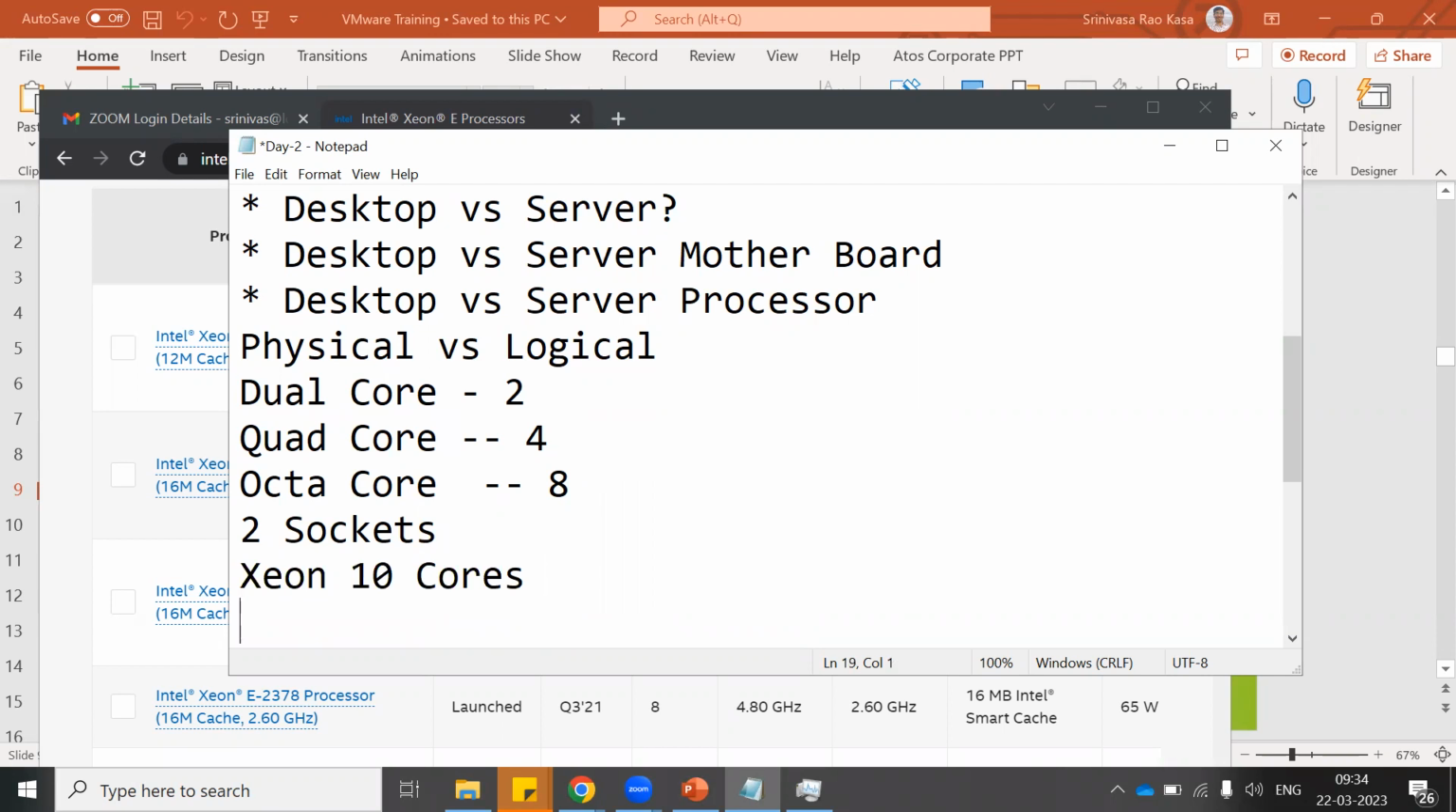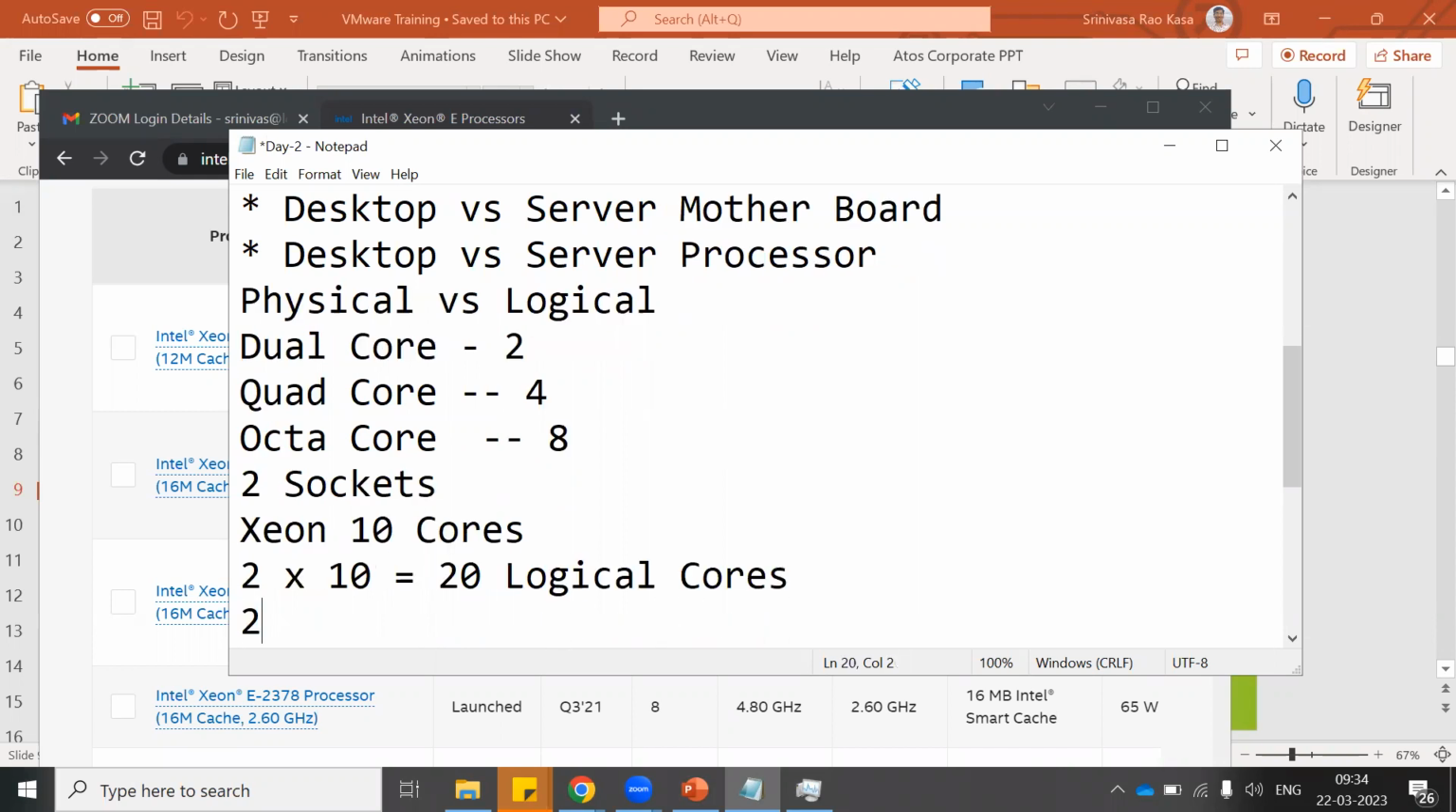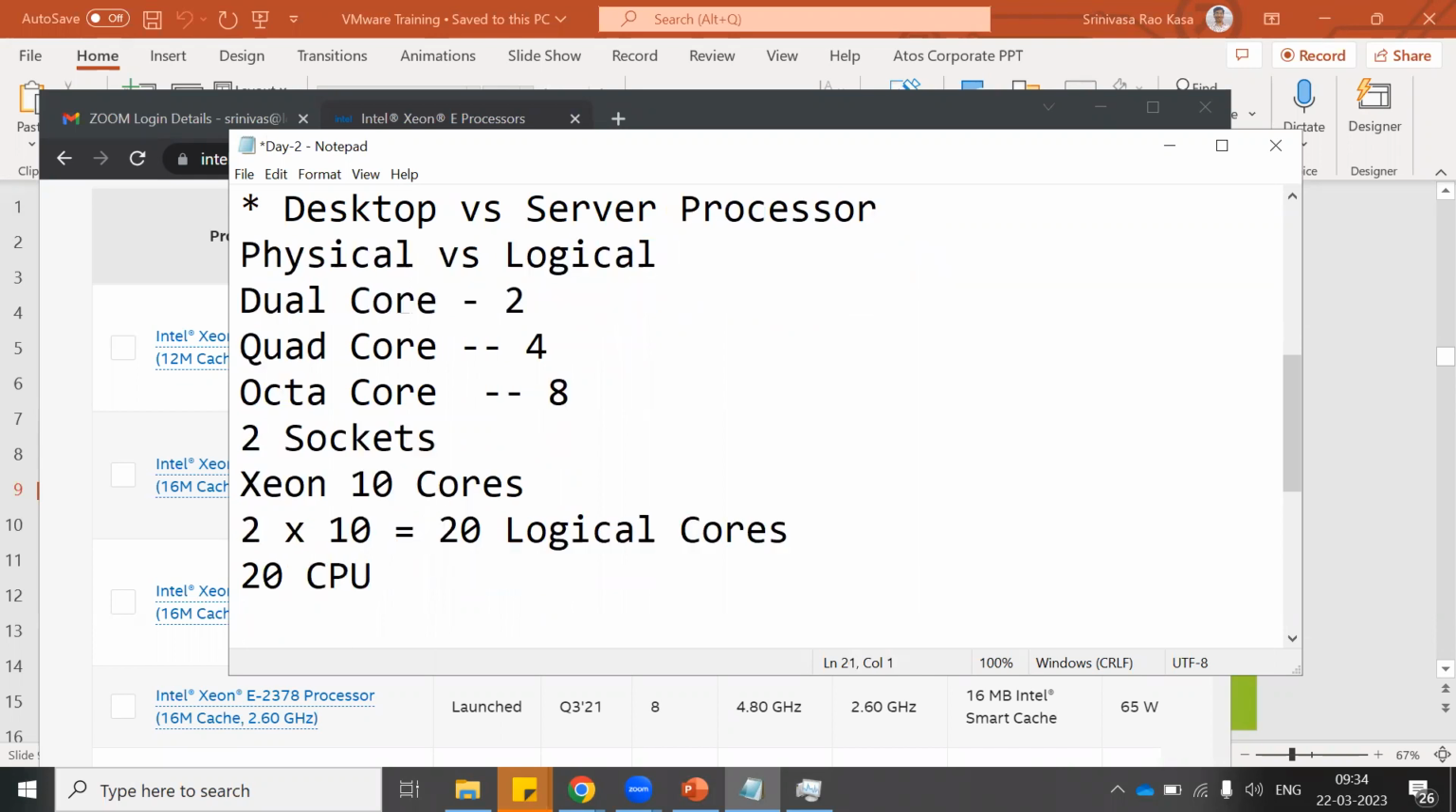Anyone? 20. Yes, 2 sockets are there. I'm going to install those 2 processors, and each processor can support 10 logical cores. So the total capacity of the system hardware is going to be 20 logical cores. Logical cores, I can say 20 CPUs. Okay, is it clear? Yes.